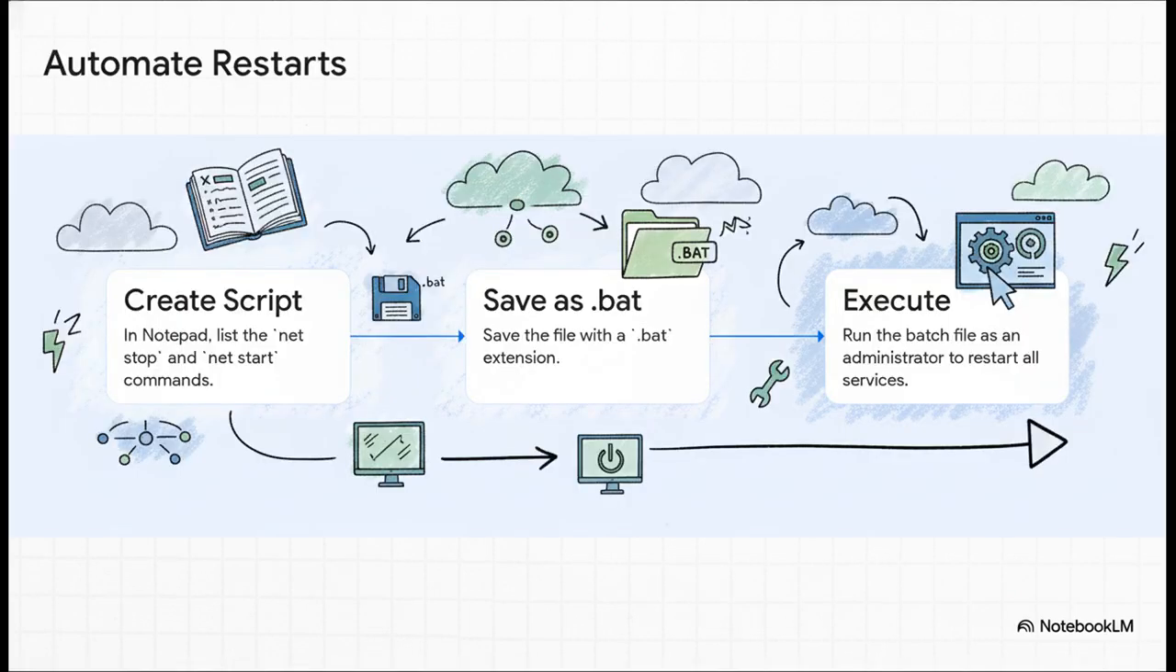Here's another quick little tip, a real time-saver. Every now and then you might need to restart the SPM services. Instead of going through the whole click, click, click process in the services menu, just create a tiny little batch file. Open up Notepad, type in the net stop and net start commands for the 3 main services, save it as a .bat file, and you're done. A full restart is now just a single click.